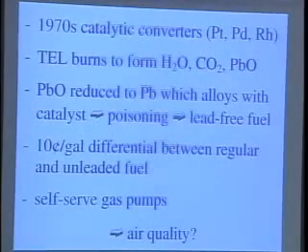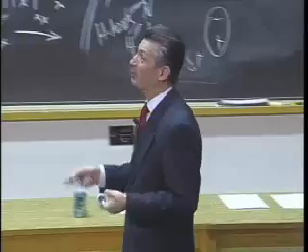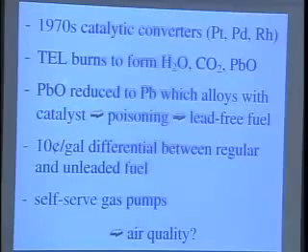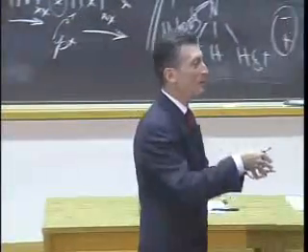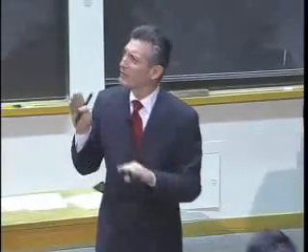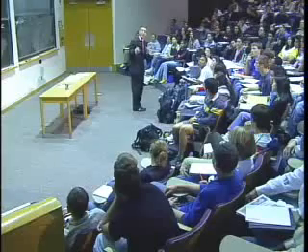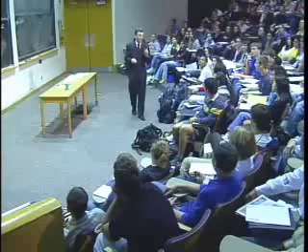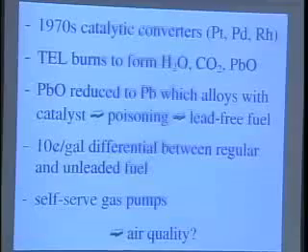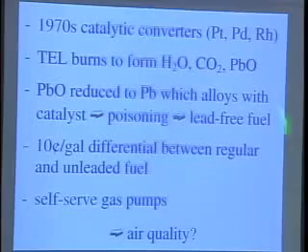And the catalyst, what's its job? It's to break bonds. And so it breaks the lead-oxygen bond and reduces it to lead. And now the lead alloys with the catalyst. So now you have platinum alloying with lead. Now, what do you think the catalytic activity of lead is? Considering the difference in cost, I'm willing to wager that if lead had any catalytic value, we wouldn't be using platinum. So when the lead alloys with the catalyst, it poisons the catalyst. Hence, in the 70s, the advent of lead-free fuel.